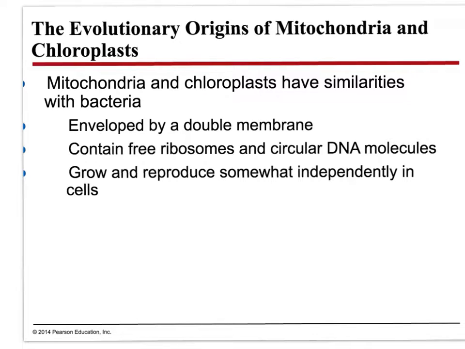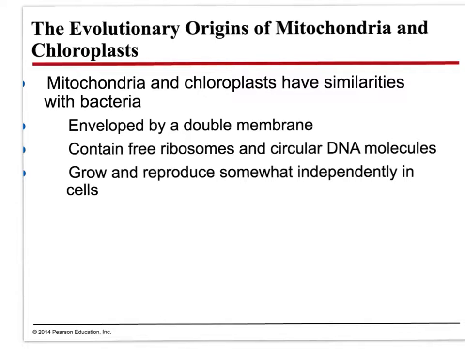That's evidence that supports the fact that at some point, chloroplasts and mitochondria were free living cells on their own. Those couple things, and the fact that they grow and reproduce somewhat independently, is what we use as evidence to support what we call the endosymbiont theory of origin of mitochondria and chloroplasts. That at some point in time, they were free living organisms, much like bacteria and photosynthetic bacteria that are present in the world today. They are very similar.